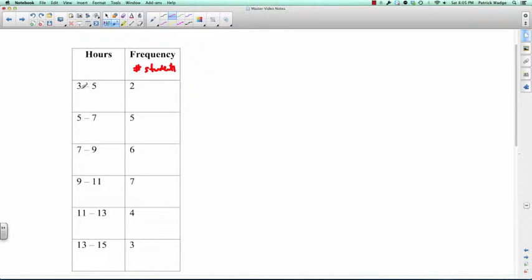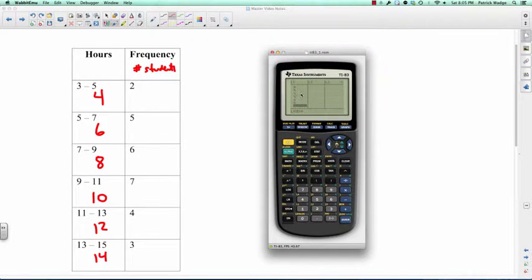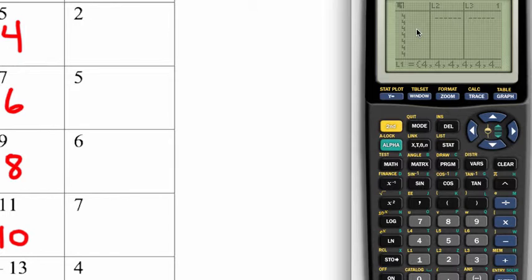Well, what you have to do if there's a range like this is take the middle value. So what's right in the middle of 3 to 5? 4. Right in the middle of 5 to 7? 6, 8, 10, 12, 14. Okay? Now, let's not do this by hand. Let's use our calculator. So I'm going to go up and get rid of this. I'm going to hit clear and enter, and now I'm good to go.